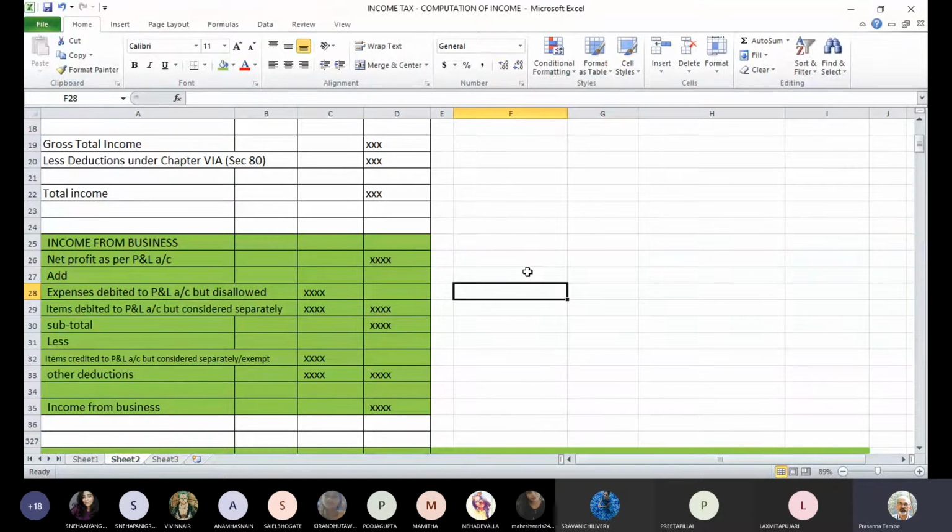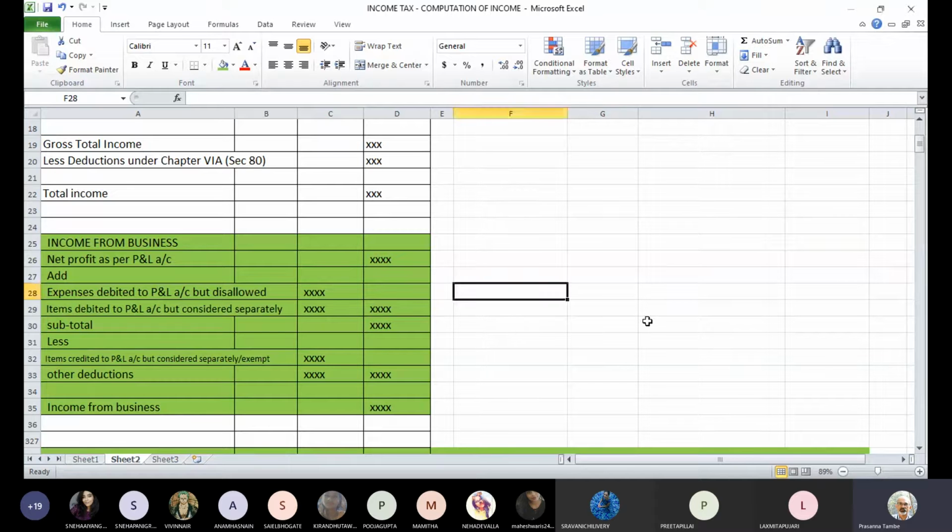This will cover even the personal expenses which are debited to profit and loss account, but these are not allowed as deduction. Then there is another possibility. You have debited certain amounts to P&L account, but actual deduction amount will be different as compared to the profit and loss account. So in that case, what do we do?